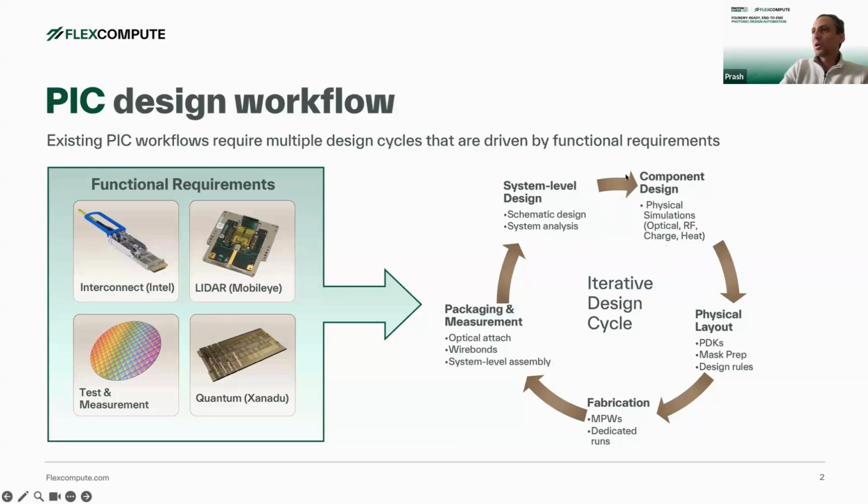Once you've come up with all the components for your PIC, you do a physical layout, you look at PDKs, make sure it follows all the design rules, do all the mask preparations, and then you eventually send that to a fabrication house. You wait for a few months. It depends on how long the fab cycles are, typically in the order of several months to maybe even a year in some cases. You get those things back, and you do your measurements. In some cases, you might also need to package and put it in a system to see how the PIC actually behaves, right? And then you take that data and feed it back into your design.